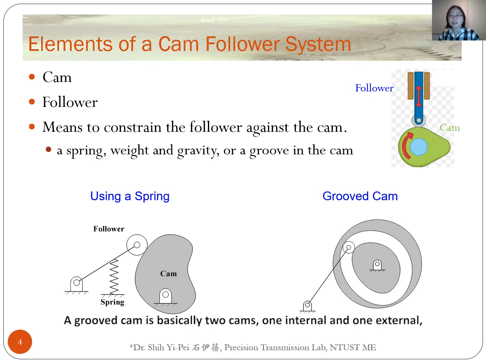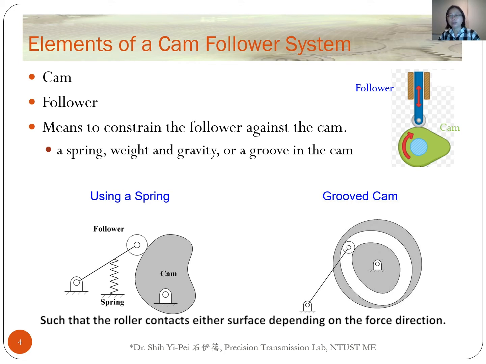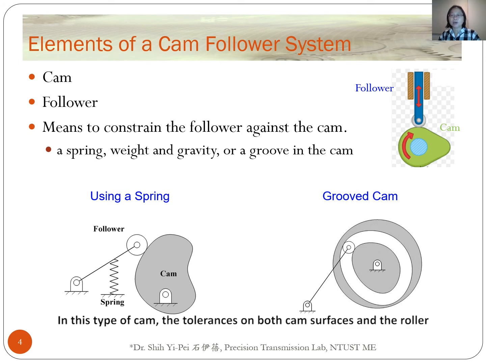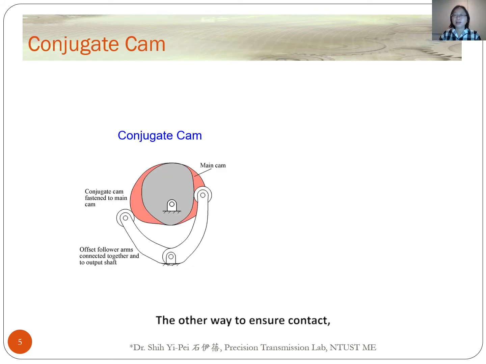A groove cam is basically two cams, one internal and the other external, such that the roller contacts either surface depending on the force direction. In this type of cam, the tolerance on both cam surfaces and the roller must be very tight. The other way to ensure contact is by using conjugate cams with oscillating roller followers.